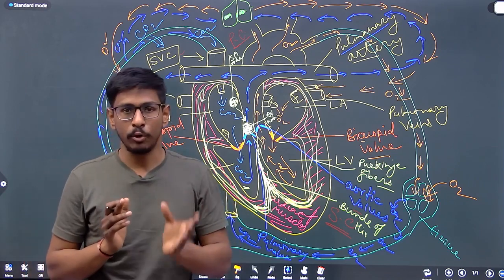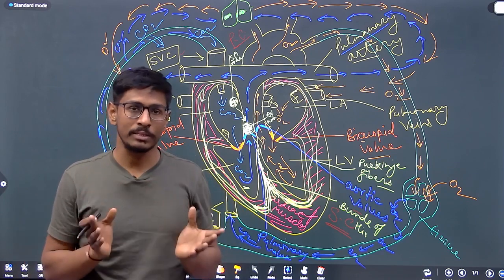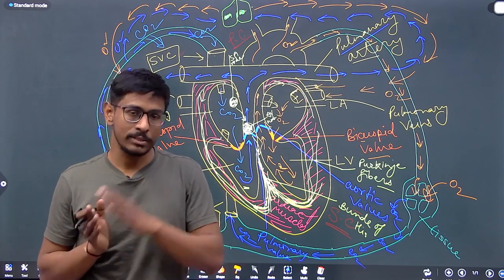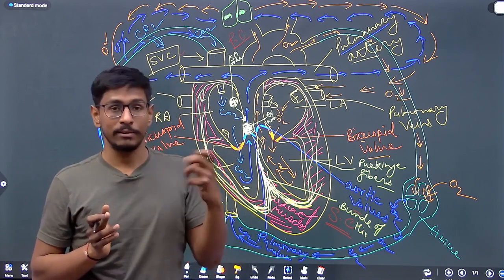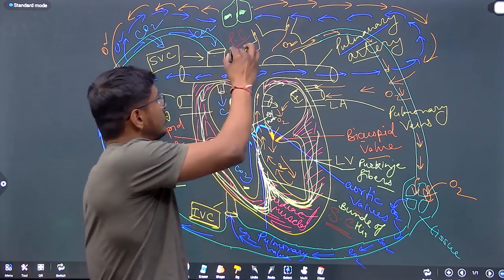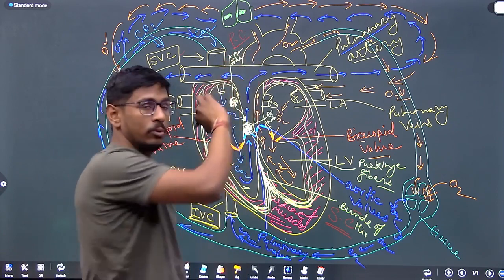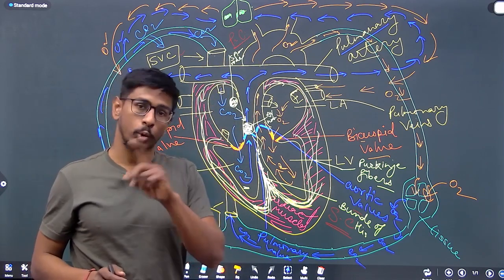So I hope by now you have a clear and very basic idea about the heart, how it works, what kind of structures are present, and how it generates signals. The cells present in the SA node are also called pacemaker or autorhythmic cells.